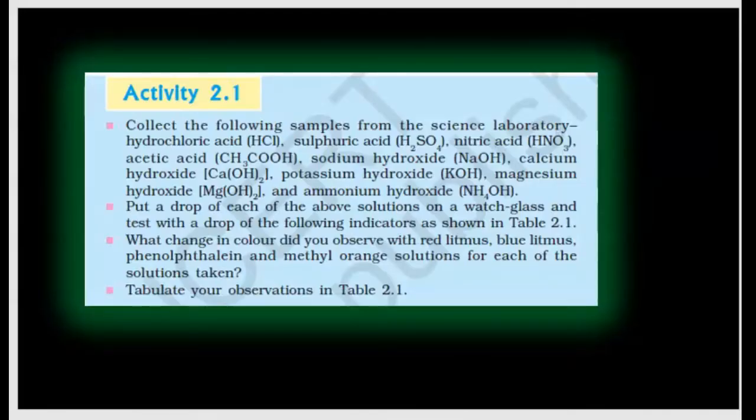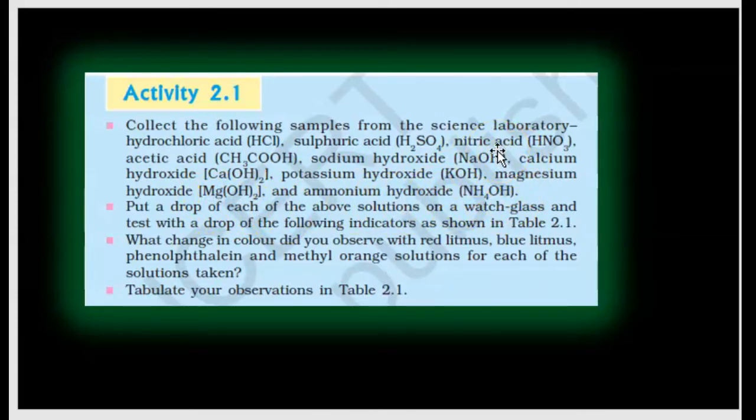And next you're going to conduct an experiment, that is activity 2.1 of your NCERT textbook. You need to take some samples of hydrochloric acid, that is HCl, sulfuric acid, that is H2SO4, nitric acid, that is HNO3, acetic acid, that is CH3COOH, sodium hydroxide, that is NaOH, calcium hydroxide, that is Ca(OH)2, potassium hydroxide, that is KOH, magnesium hydroxide, that is Mg(OH)2, and ammonium hydroxide, that is NH4OH.